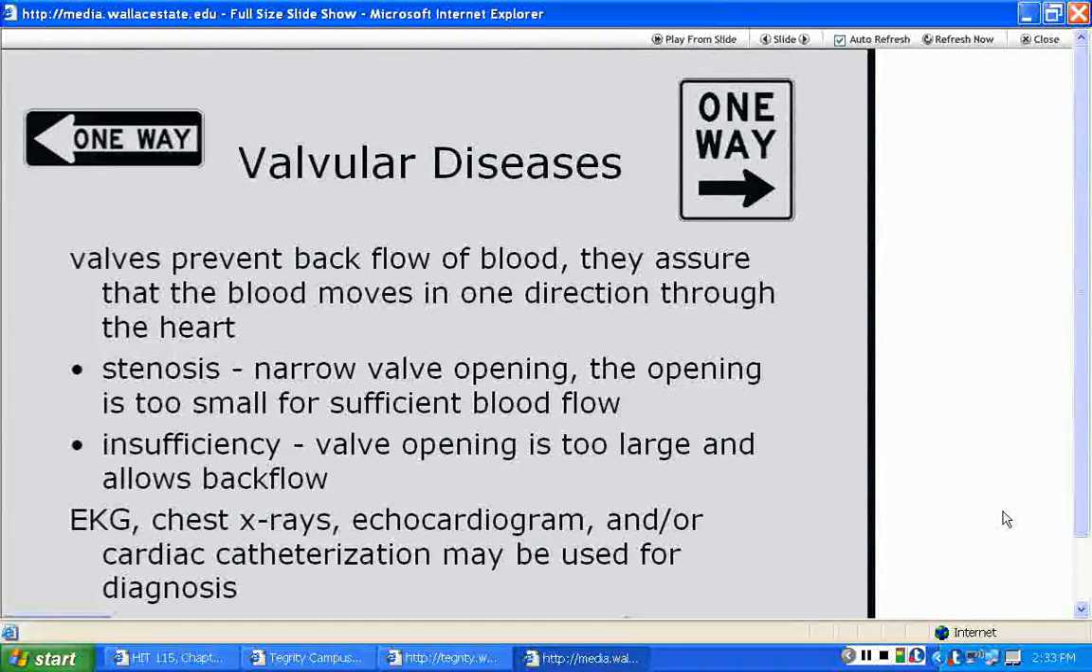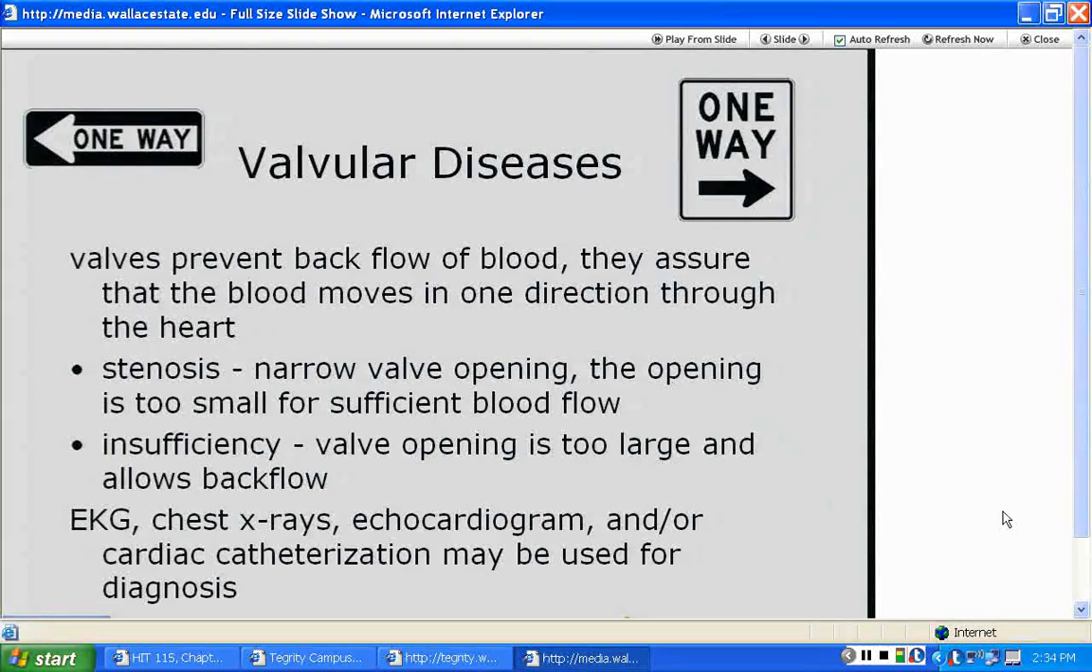On the right side of the heart is the tricuspid valve between the right atrium and the right ventricle. The pulmonary valve: the blood is pushed out of the right ventricle through the pulmonary artery, and there's a valve there. These valves all function to keep the blood flowing one direction. Valves prevent backflow of blood. They assure the blood moves one direction through the heart.